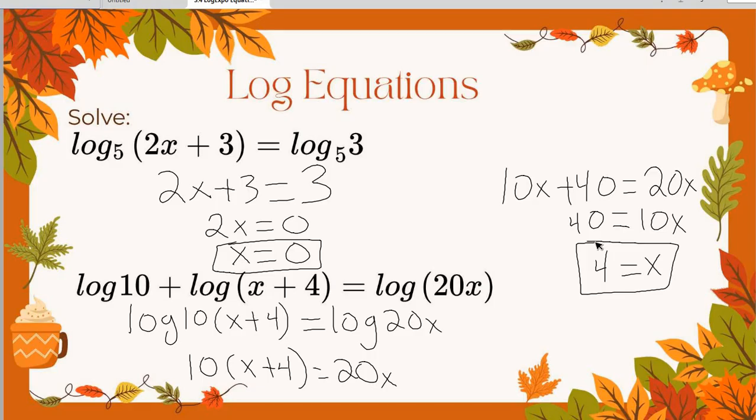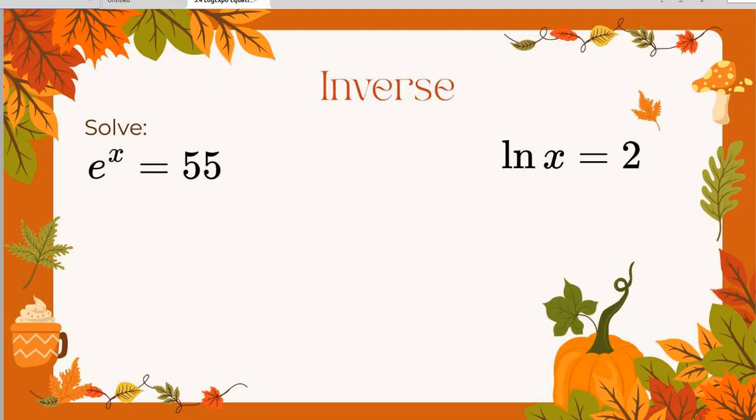Alright, we did our one-to-one property, but like I said, one-to-one does not always work. So we will also sometimes have to do our inverse property. So here I have e to the x. Remember, e is kind of like pi. It is an irrational number. It goes on forever. So if I'm looking at this, I have e to a power. There is not going to be a way for me to rewrite 55 as a base. Okay.